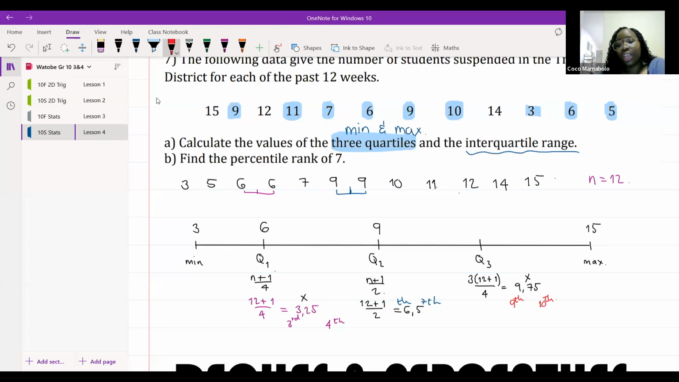Okay, the value in between my 9th and 10th, my 9th is 11 and my 10th number is 12. So the median between 11 and 12 over there is going to be 11.5.